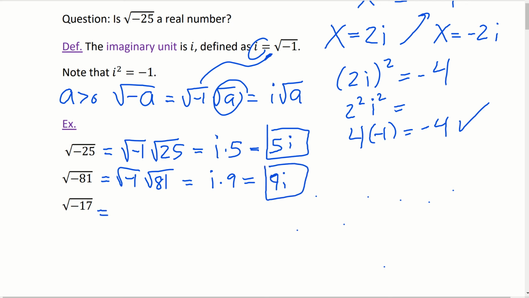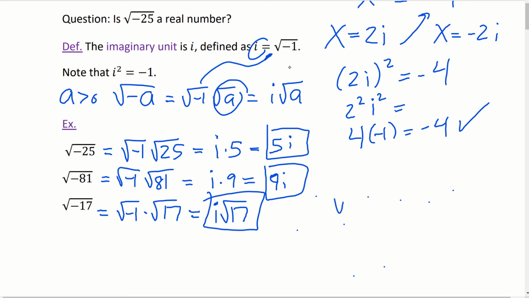The square root of negative 17 we have as the square root of negative 1 times the square root of 17. The square root of negative 1 is i. And now the square root of 17, that won't break down any. It's not a perfect square, and it's not divisible by a perfect square. So we're going to leave that as the square root of 17. And it's common practice in this case, if you have a radical that won't break down, to put the i in front of it.